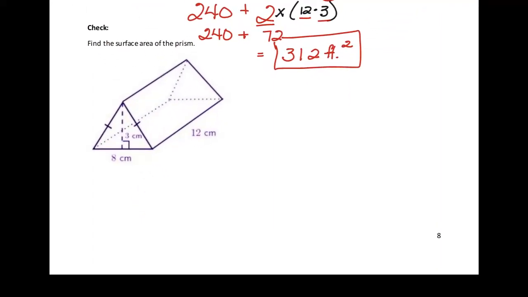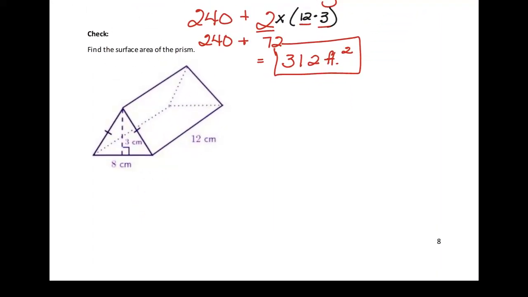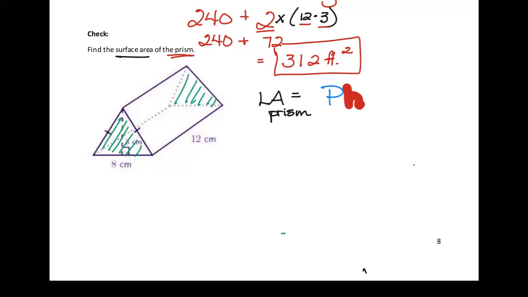All right, let's take a look at the second one. So first of all, this is a prism. It tells you it is a prism. That means it has 2 bases. I want you to shade the bases. Okay? Shade in your bases first. So whenever you're finding surface area, you're going to find the lateral area first. Lateral area of a prism is capital P times H.